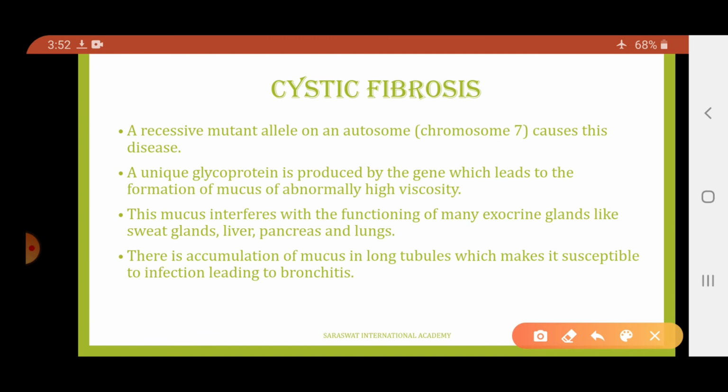Now another disease is cystic fibrosis. So what is cystic fibrosis? A recessive mutant allele located on chromosome number 7, that is an autosome. So basically cystic fibrosis is an autosomal recessive trait. If it is an autosomal recessive trait, what does it mean? Both males and females will be affected because the genes are located on the autosomes, right?